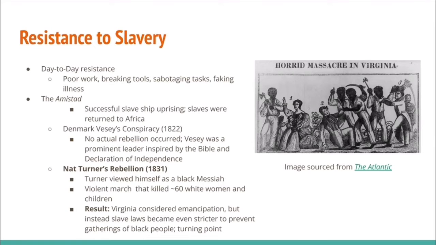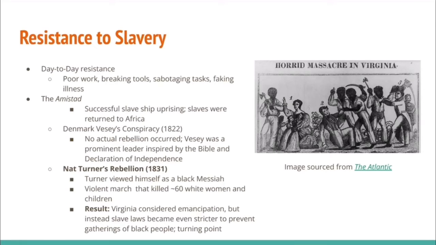Another couple important ones you might want to know are Denmark Vesey's conspiracy. No actual rebellion occurred, however, Vesey was a prominent leader inspired by both the Bible and the Declaration of Independence, and his plot was exposed, and many were executed as a result. Nat Turner's rebellion. This was a real rebellion. Turner viewed himself as a sort of black messiah, and he and others went on a violent march that killed about 60 white women and children.